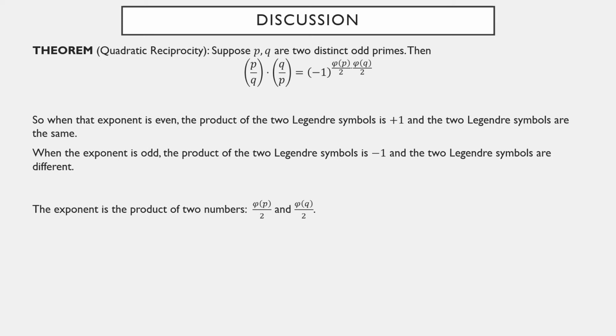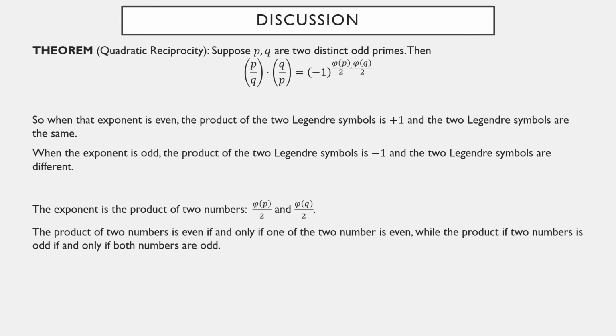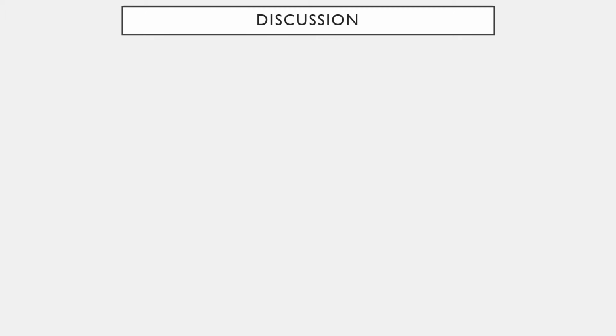Now the exponent is the product of these two numbers, phi of P over 2, phi of Q over 2. The product of two numbers is even if and only if one of the original numbers is even. The product of two numbers is odd if and only if they're both odd. Now phi of P over 2, we've seen before, is even or odd according to whether P is equivalent to 1 mod 4 or 3 mod 4.